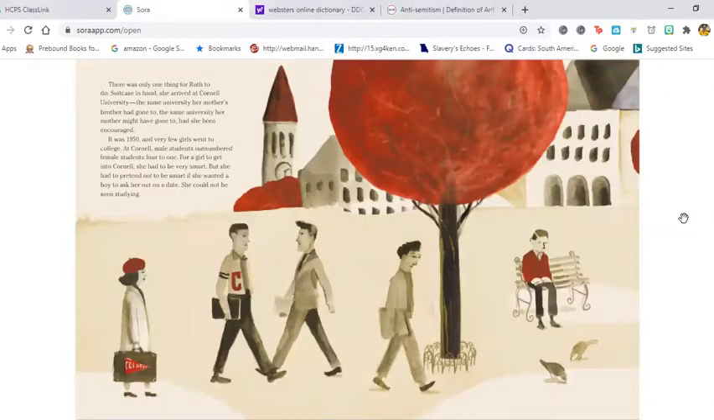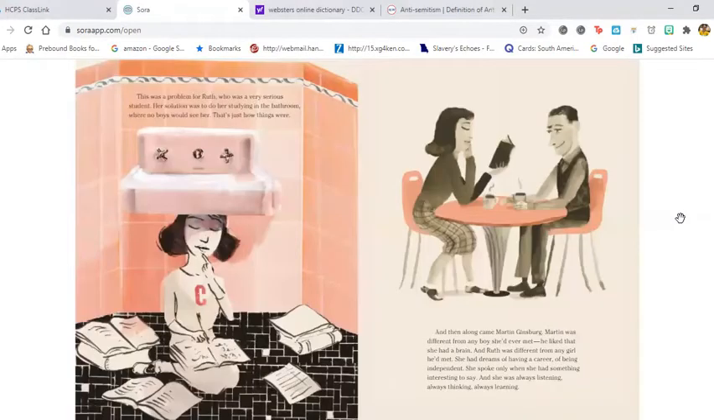For a girl to get into Cornell, she had to be very smart, but she had to pretend not to be smart if she wanted a boy to ask her out on a date. She would not be seen studying. This was a problem for Ruth, who was a very serious student. Her solution was to do her studying in the bathroom where no boys would see her. That's just how things were.